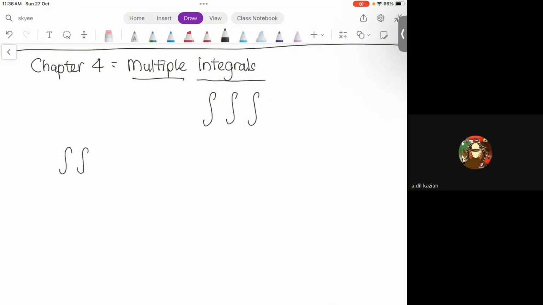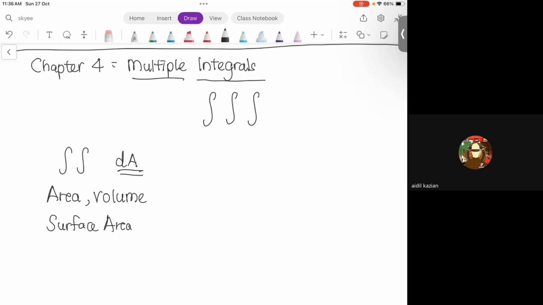And these double integrals, usually we will use it to find the area. We can use it to find the volume of a 3D graph. And also we can use it to find the surface area of a 3D structure. So when we want to solve the area, the volume, the surface area, we have to consider this dA.